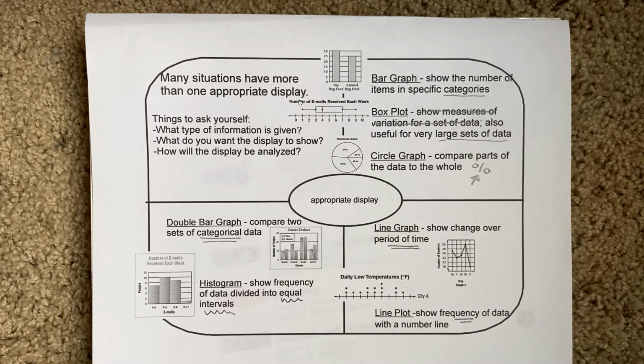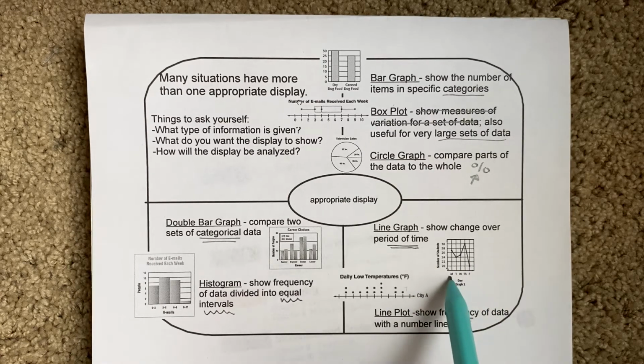A line graph, so I know it's not the easiest to see, but a line graph shows a change over a period of time. This one is very small, but it says like Monday, Tuesday, Wednesday, Thursday, Friday, or maybe they'll have the months, or maybe they'll have the days of the month. Anytime you're dealing with something happening over time, it could even be like hours or minutes or seconds, a line graph is always a good one.